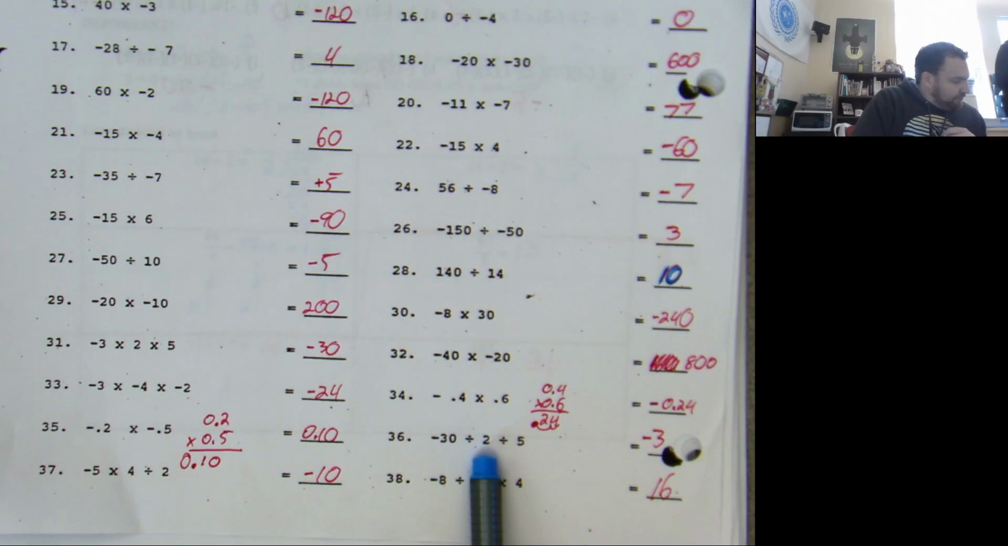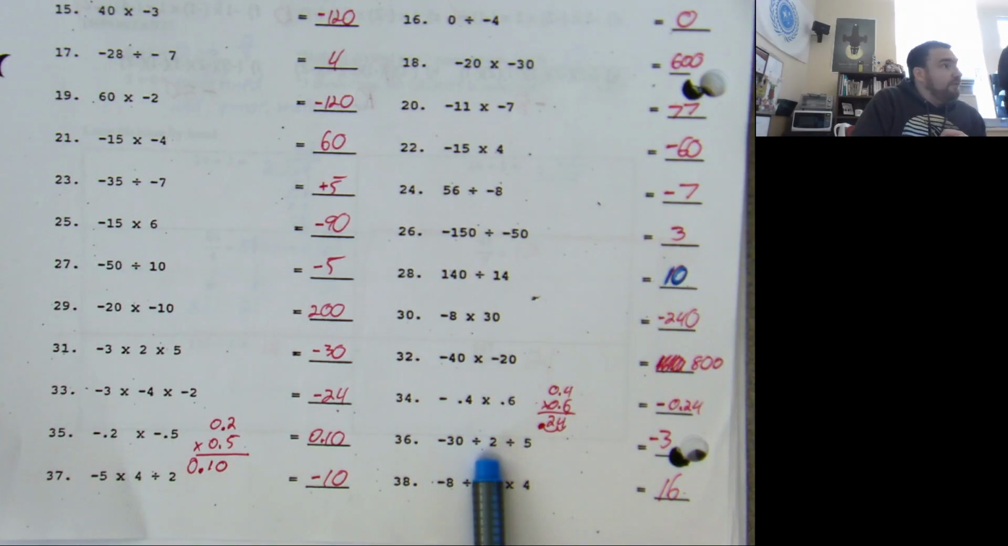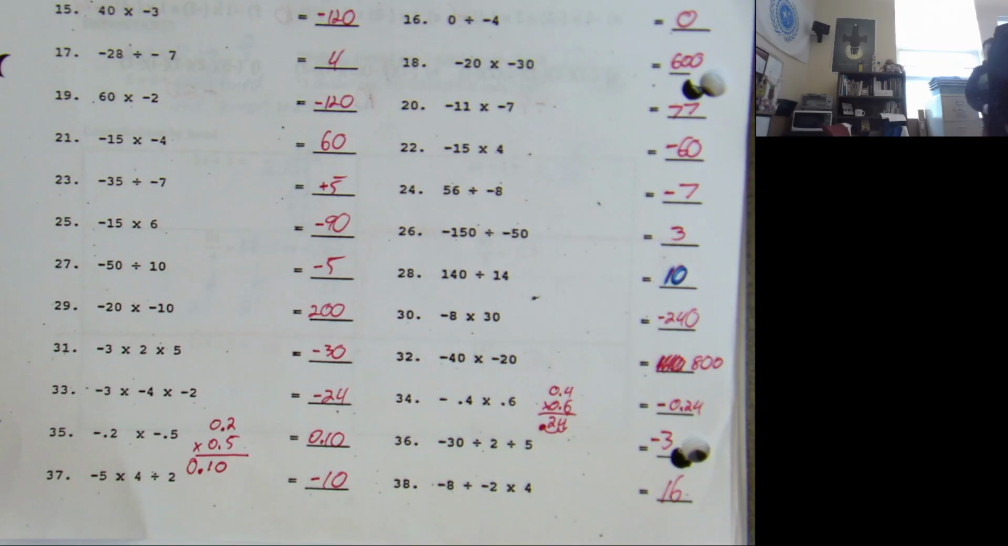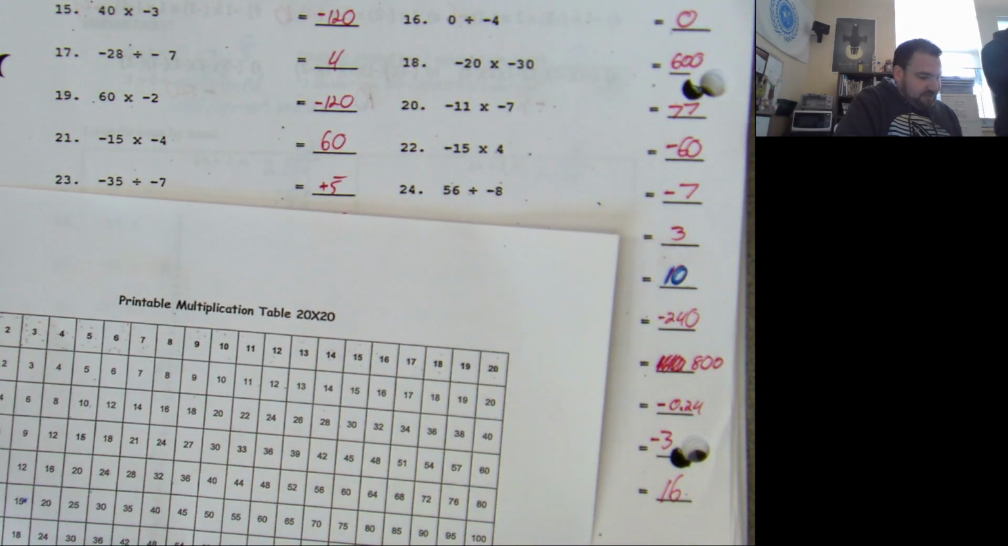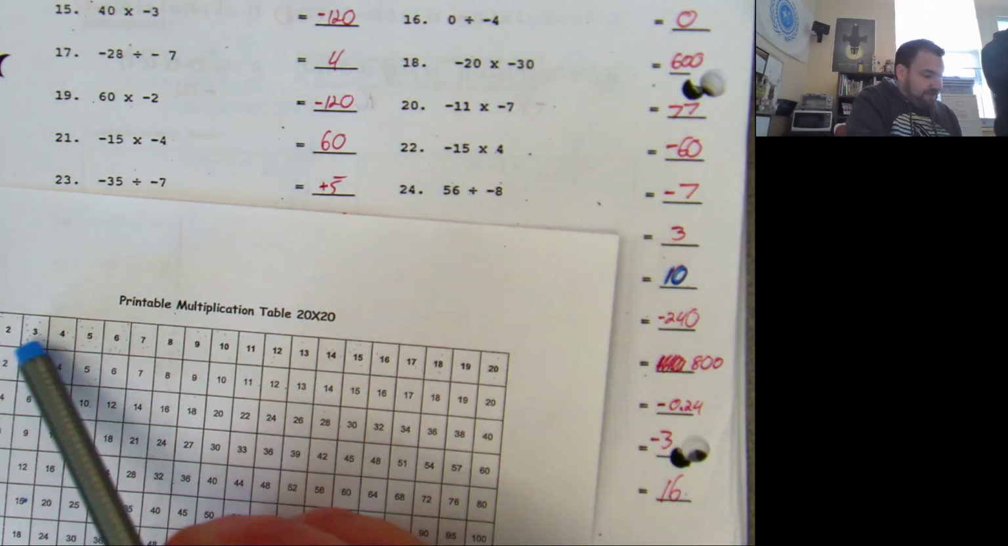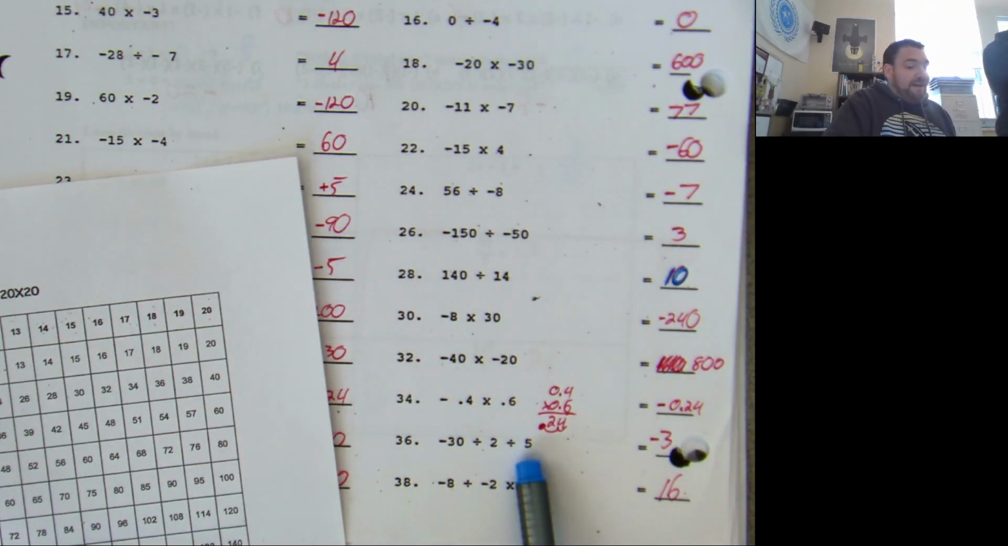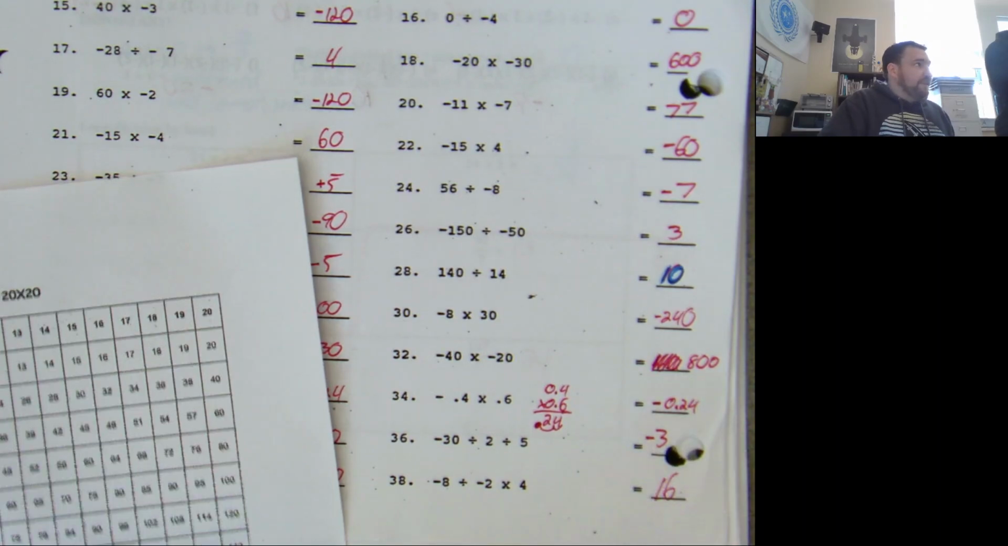Negative 30 divided by 2. Which is 25, right? No, divide 30 by 2. So if 2 times 10 is 20, yeah, 2 times 10 is 20, and 2 times 5 is 10. So 30 divided by 2 is, oh, 15. And then divide 15 by 5. It's 3. I got it now.